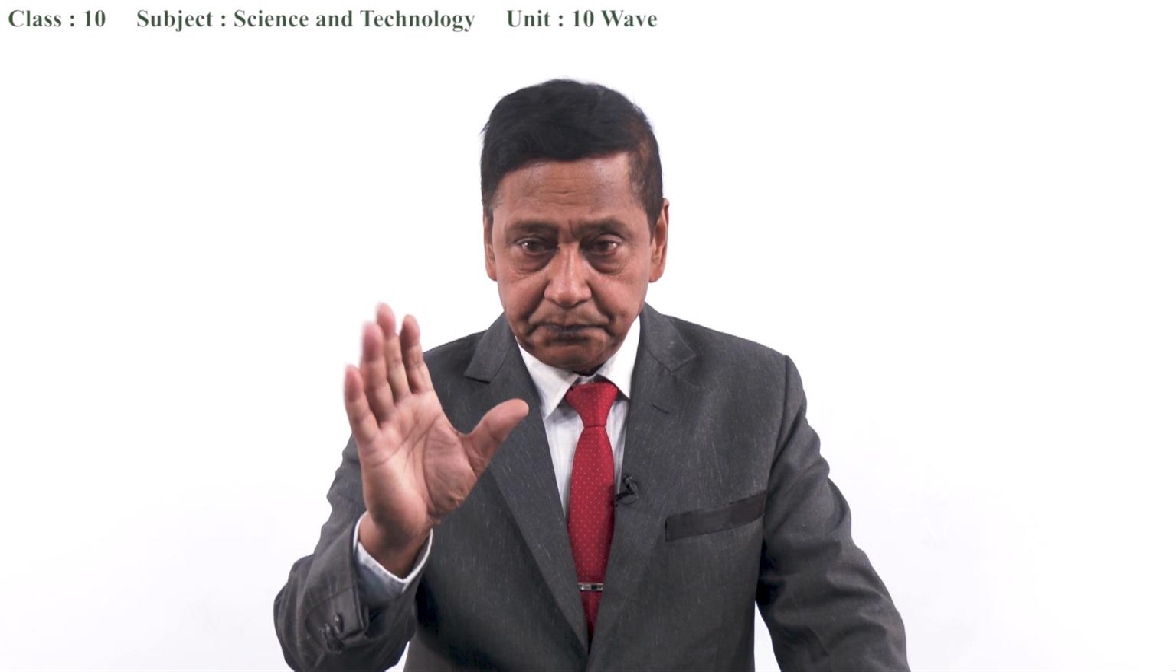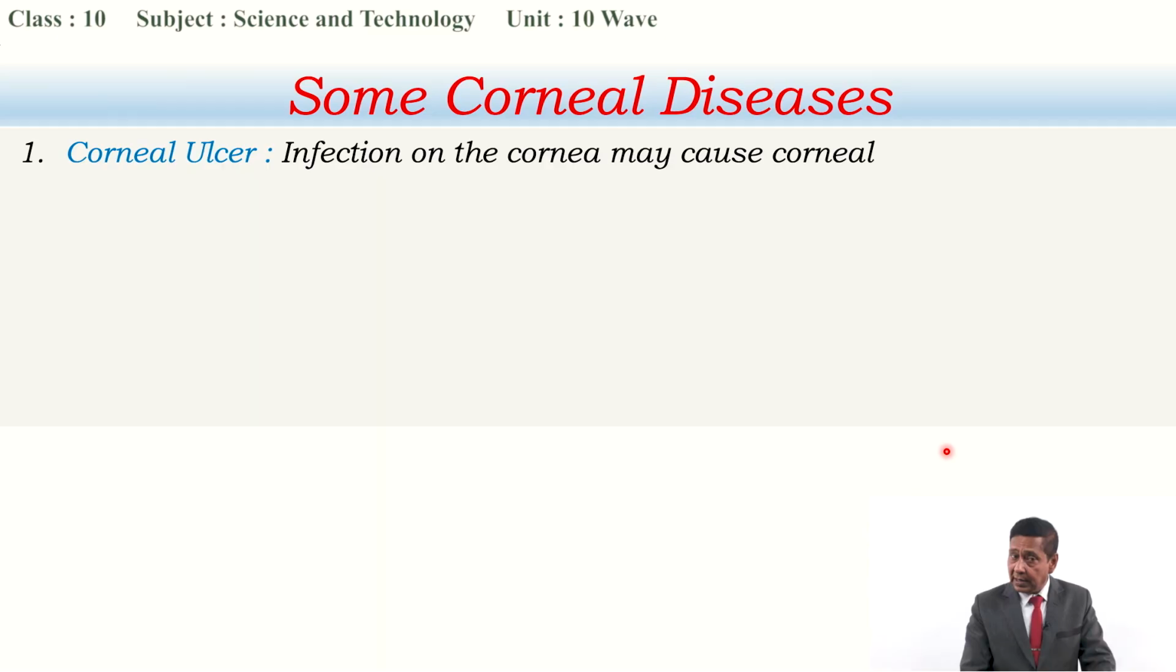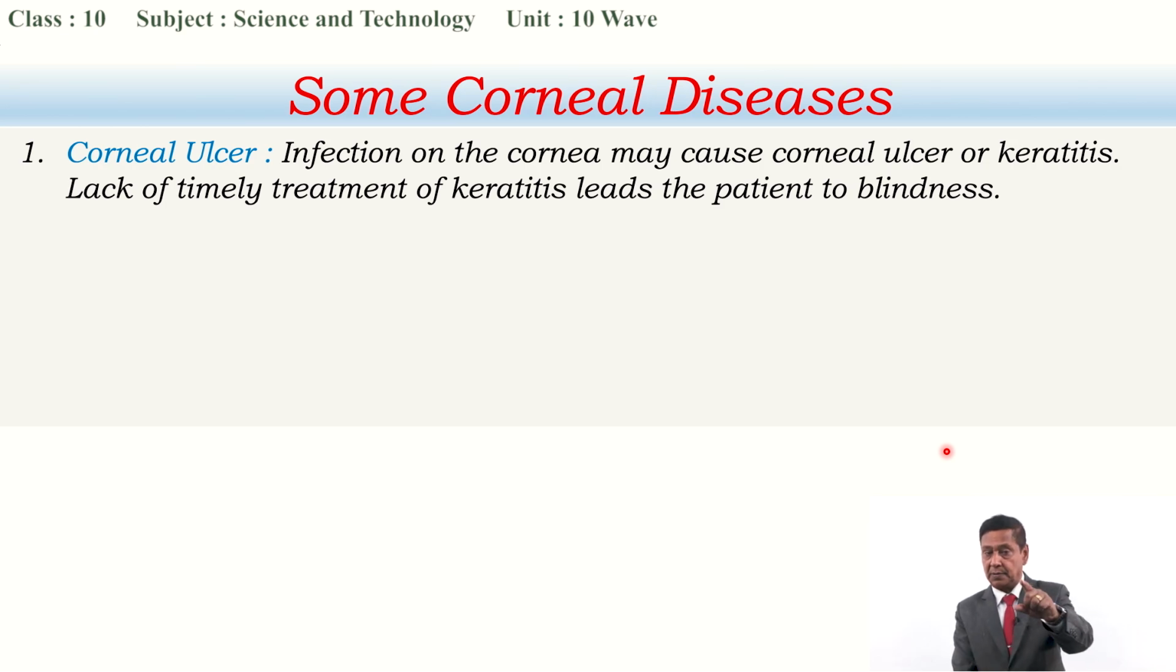Okay. Now, let's talk about some corneal diseases. Corneal ulcer. Infection on the cornea may cause corneal ulcer or keratitis. Lack of timely treatment of keratitis leads the patient to blindness. Corneal ulcer, how does it occur? Because of the infection on the cornea.